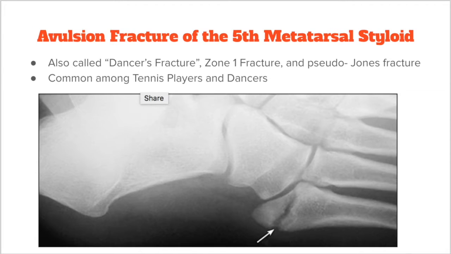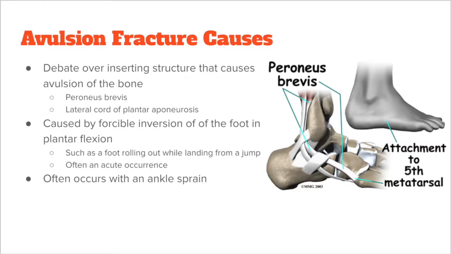The first type of fracture is the avulsion fracture. It's common among dancers and tennis players. It occurs within the Zone 1 region, which is the most proximal region of the fifth metatarsal. An avulsion fracture is typically caused by the peroneus brevis or the lateral cord of the plantar aponeurosis pulling upon the most proximal point of the fifth metatarsal. This fracture typically occurs by a direct blow or sudden inversion of the hind foot with weight on the lateral metatarsal. This places tension along the soft tissue insertions of the fifth metatarsal base and leads to an avulsion of the tuberosity.